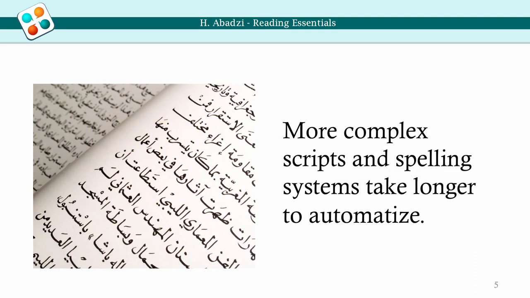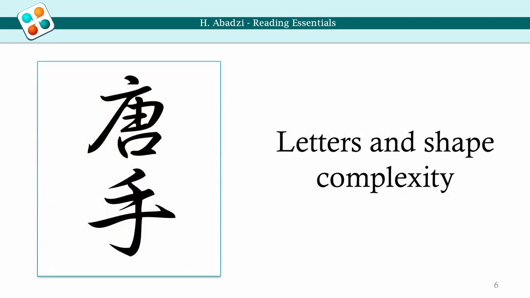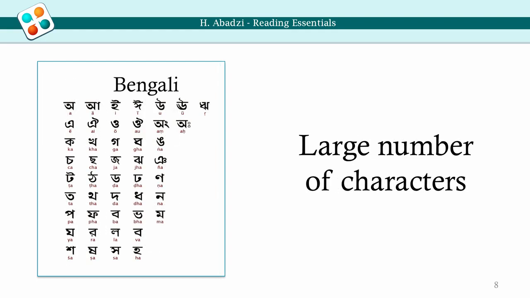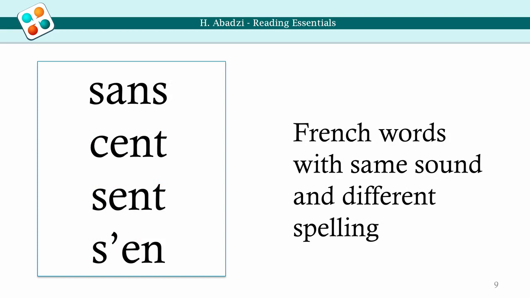Expert readers of various scripts read at approximately similar rates, but the amount of time and resources needed to attain automaticity depends on the complexity of shapes and spelling patterns. This happens because the visual system must process more items and must learn to discriminate among complex shapes with minor variations. Complex letter shapes take longer to automatize. More similar letters need more practice for distinctions to be learned. Larger numbers of characters need a longer time to learn. Inconsistent spelling takes longer to automatize.